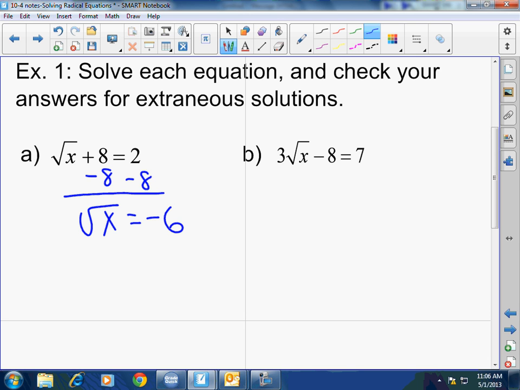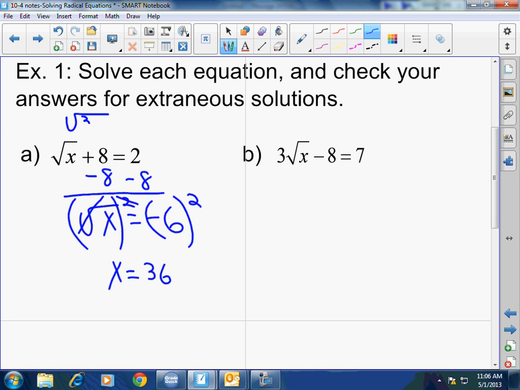Now that the square root of x is all by itself, how do I get x? What do I do to cancel out that square root? You square both sides. The square root gets canceled by the power of 2, and x equals 36, because -6 times -6 is 36. That is an apparent solution. Now we have to test it. So let's plug it in.